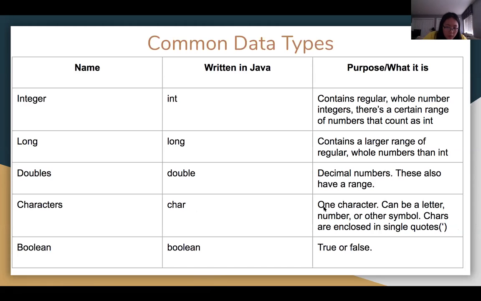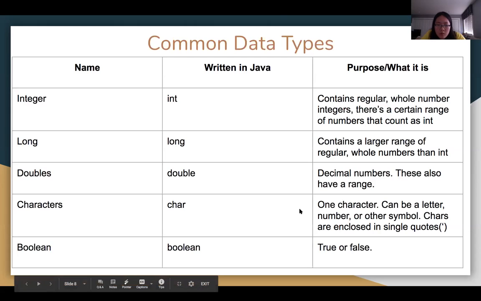Make note that it's only one character. It can't be two characters like AB. That would not count as a character. But if you put A there, it would work. If you put 9 there, it would work. If you put a plus sign, it would work. So just make sure you make clear what characters are and what strings are.